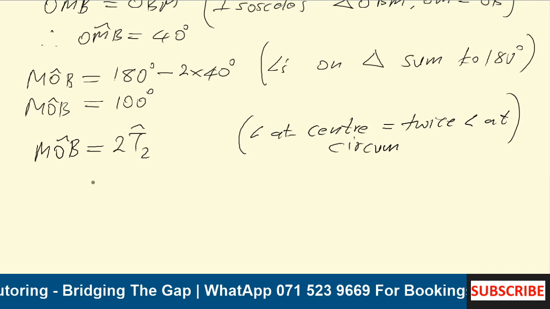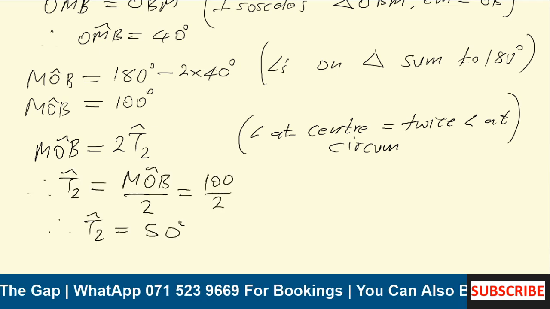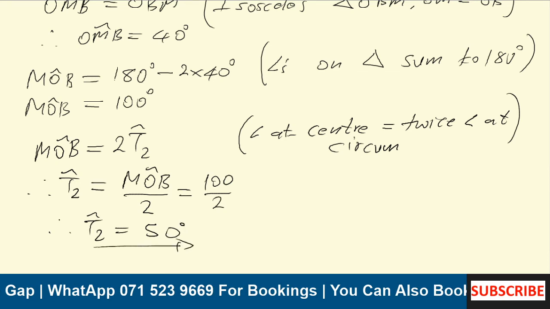We can make T2, which is what we're looking for, the subject of the formula. Angle MOB is divided by 2. Now substitute the 100 over 2. It makes our T2 to be 50 degrees. Now this solves this part of the question.